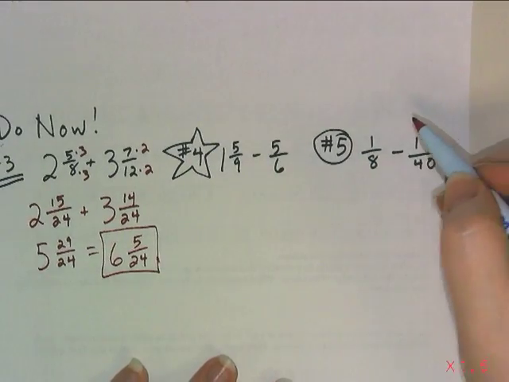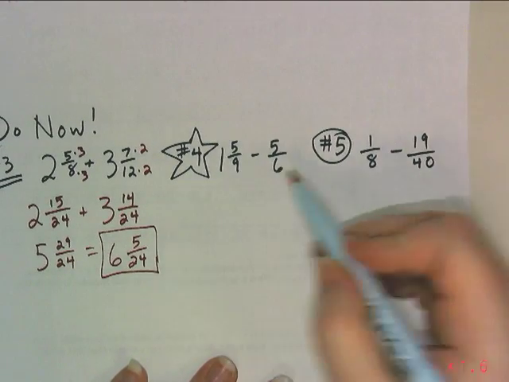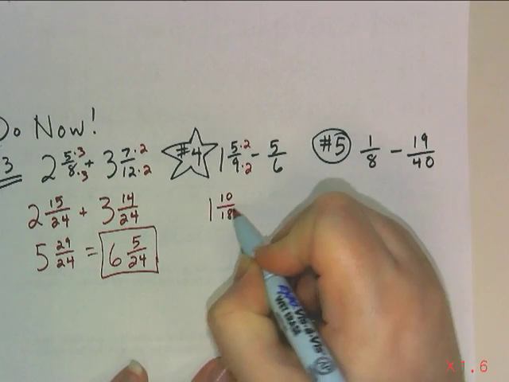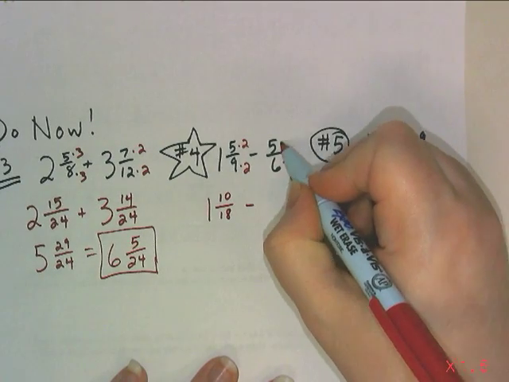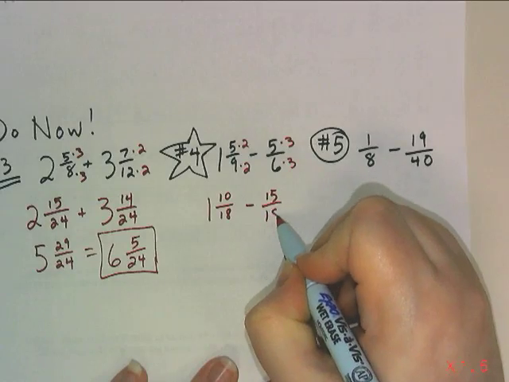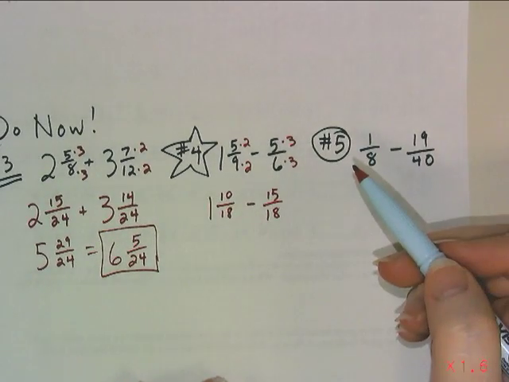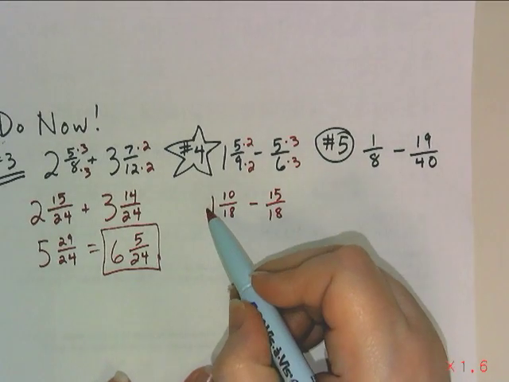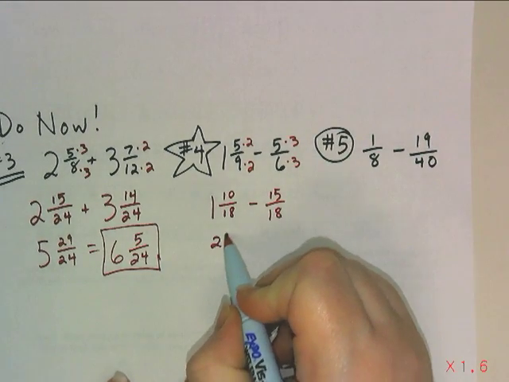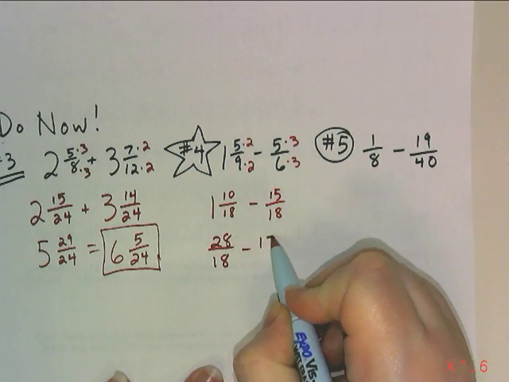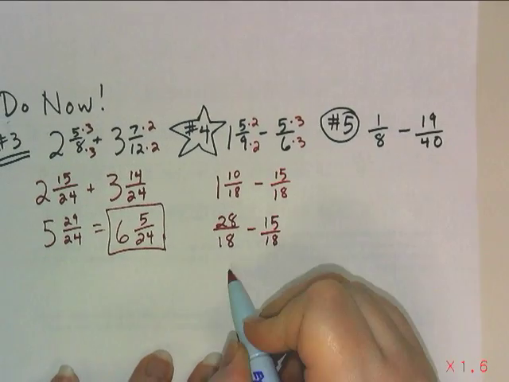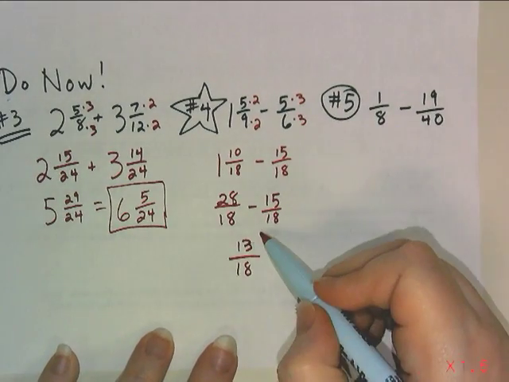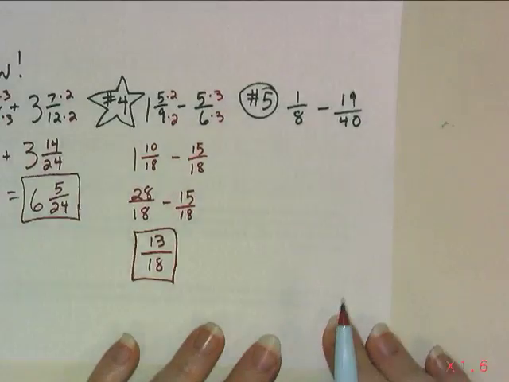1 and 5/9 minus 5/6. Common denominators first. Looks like the smallest one would be 18. So 1 and 10/18 minus 15/18. But wait a minute, I can't take 15 away from 10. So this might be a good time to change this to an improper fraction. 1 times 18 is 18, plus 10, 28/18. Minus 15/18, leaving us with 13/18. That can't be simplified. Those are relatively prime, so there's my final answer.